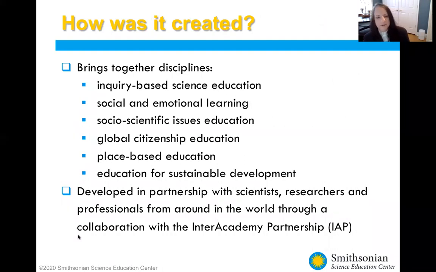So how was the Smithsonian Science for Global Goals project developed and how was it created? One of the things that we deeply believe in is transdisciplinary learning, which is that you do not approach any one complex topic from a singular discipline, from a singular lens. And so as a result, we brought together multiple disciplines.